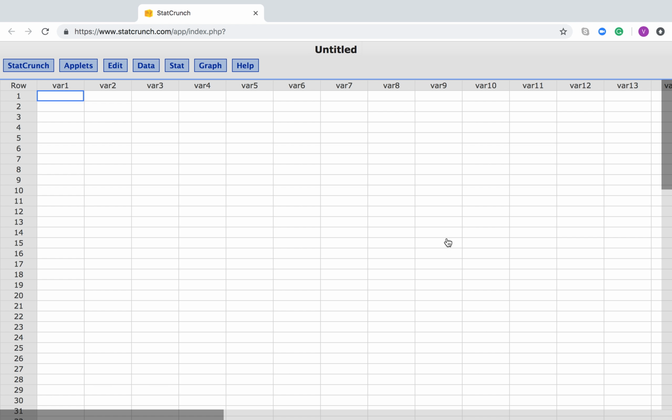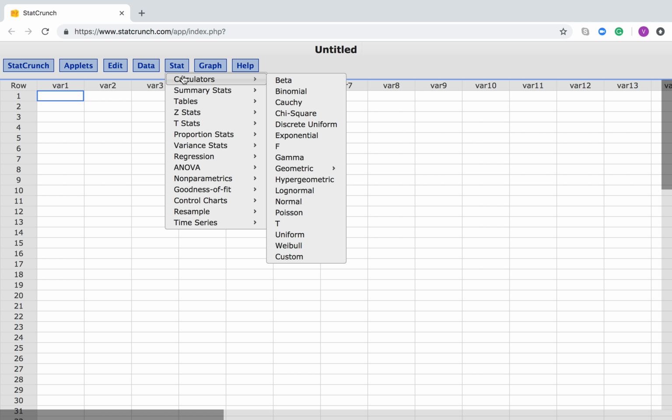So, the question was how did Joe get the 2.17 as his critical value? So, he was using the TI calculator. And there's an inverse norm function on the calculator that gets him the critical value for a certain level of confidence. We can use StatCrunch. So the first thing you want to do is open StatCrunch. And we're going to go to Stat, Calculators, and we're going to go down to Normal.